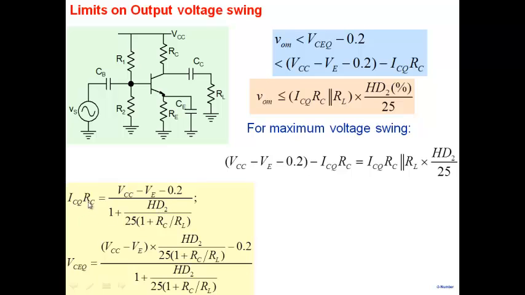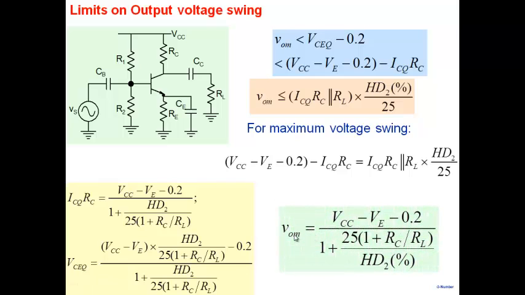And once we have ICQ RC here, one can also obtain a constraint on VCEQ. So that's how we choose these values here, biasing ICQ RC and VCQ in order to obtain maximum voltage swing. And the swing that we can obtain is given over here. So VOM is equal to VCC minus VE minus 0.2 and the expression here. So this expression basically comes by taking, let's say, a VCQ that you have here and putting it in this expression, or ICQ RC that you have and putting it in this expression. Each one of them will give you the same value of swing here, because for maximum voltage swing, both the constraints give us the same value here.